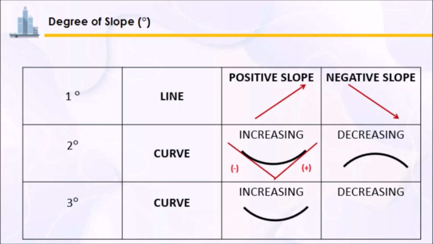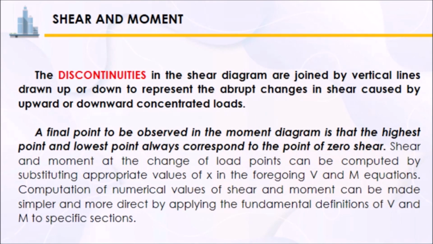Okay? Doon naman tayo sa discontinuity. So, the discontinuities in the shear diagram are joined by vertical lines drawn up or down to represent the abrupt change in shear caused by upward or downward concentrated loads. Mamaya class, sa example, doon nyo makikita kung ano yung sinasabi dito na discontinuity sa method of area.